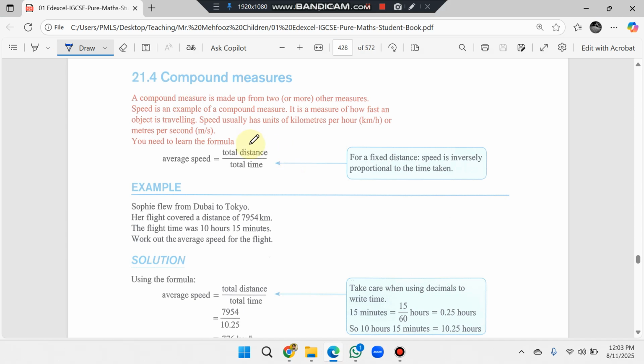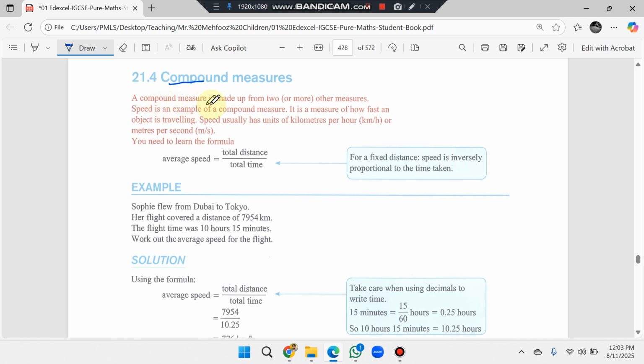Yes, I think so. Okay, good. We have done in previous class about direct proportion and their graphs, and also inverse proportions and their graphs. Now we have to study compound measures, right?